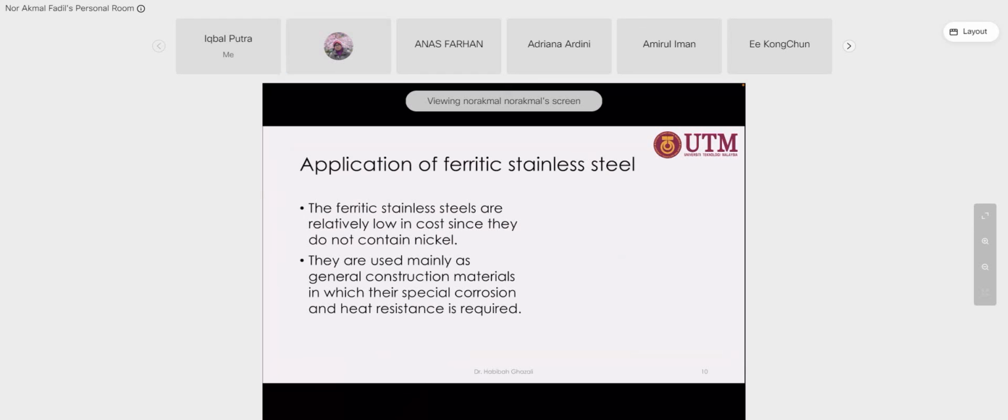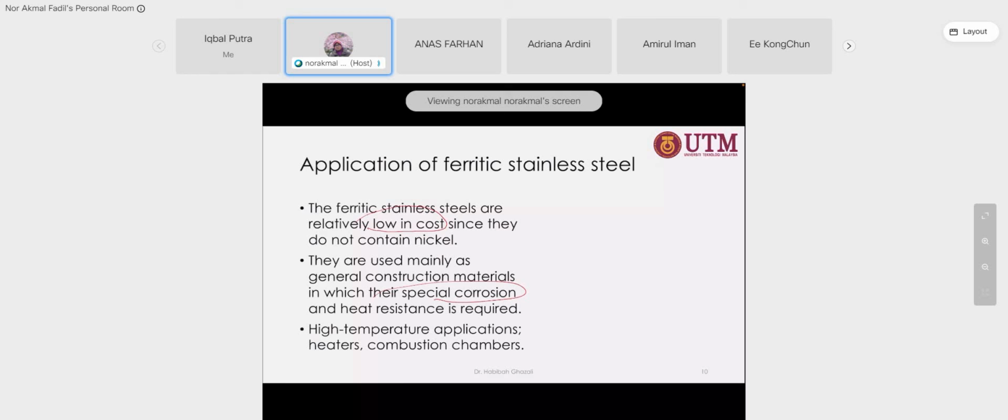The applications for this stainless steel are relatively low in cost since they do not contain nickel. They are used mainly as a general construction material in which their special corrosion and heat resistance is required. You apply this just for the corrosion resistance, and some heat resistance required. High temperature applications also can use this kind of ferritic stainless steel, such as heater, combustion chamber.